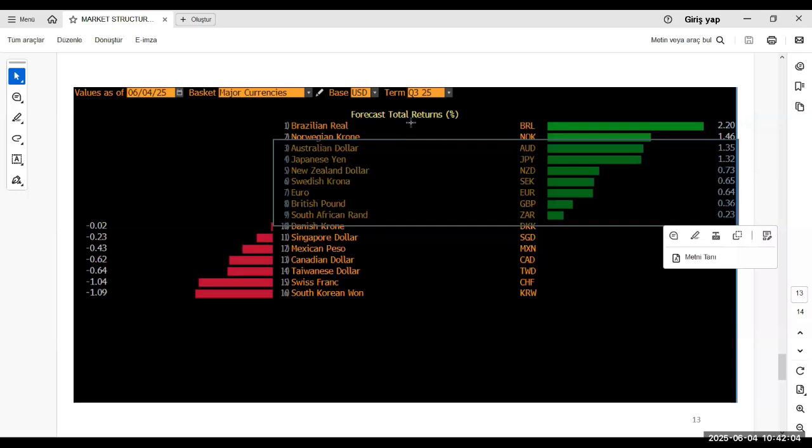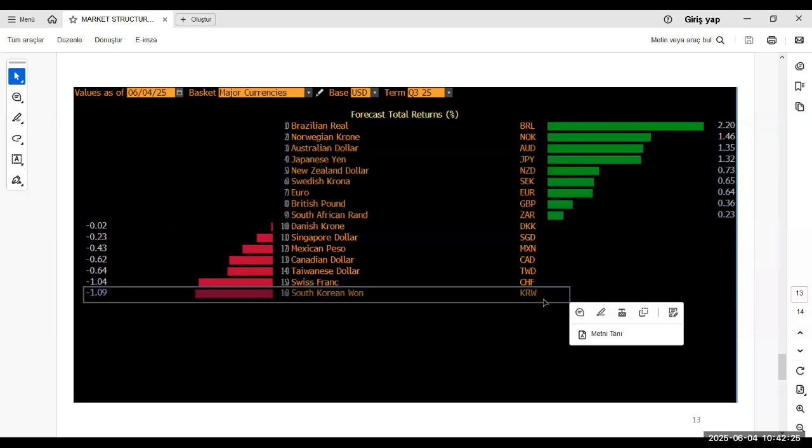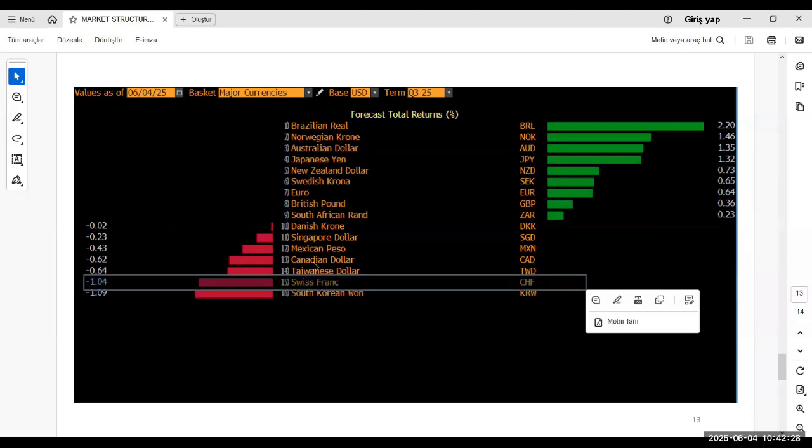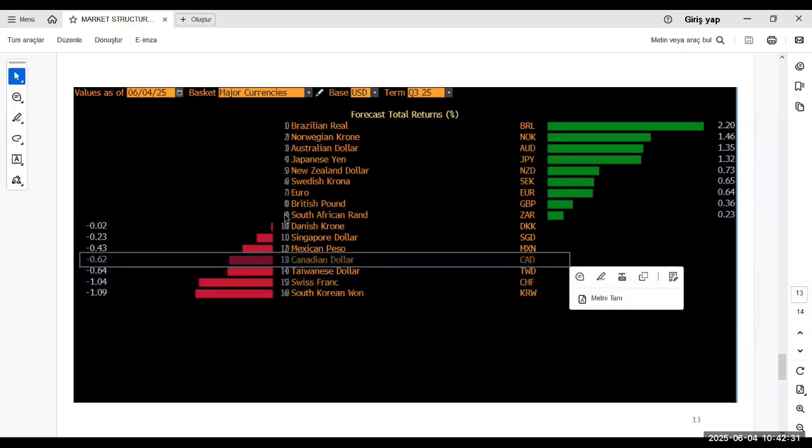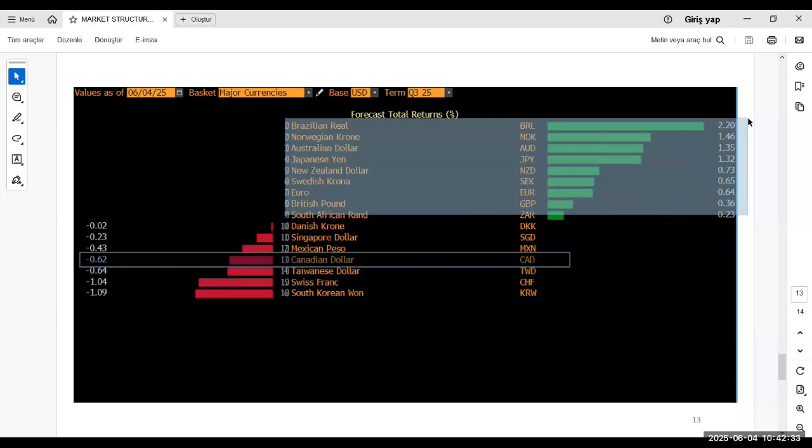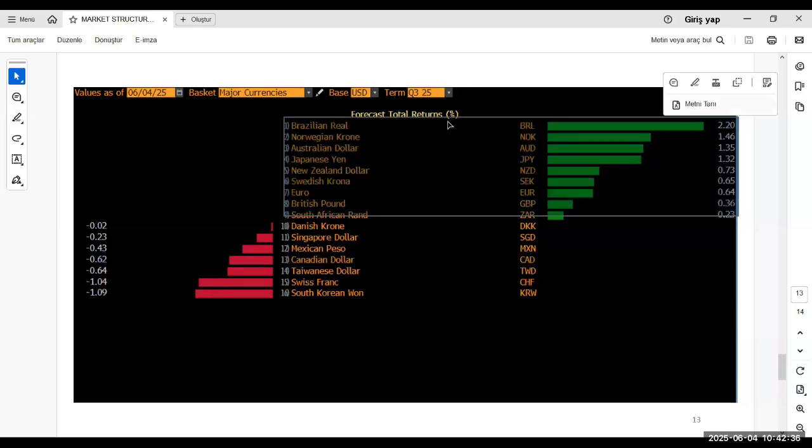Why? Because total return calculates the interest rate return and FX return together, not just the spot FX return. They take into consideration the interest rate return and spot FX return at the same time. But even in this case, in the third quarter, the South Korean won is depreciating, the Swiss franc is depreciating, and the Canadian dollar is depreciating. But the biggest currencies, even in emerging markets, even in advanced economies, are appreciating against the United States dollar in the third quarter of 2025.